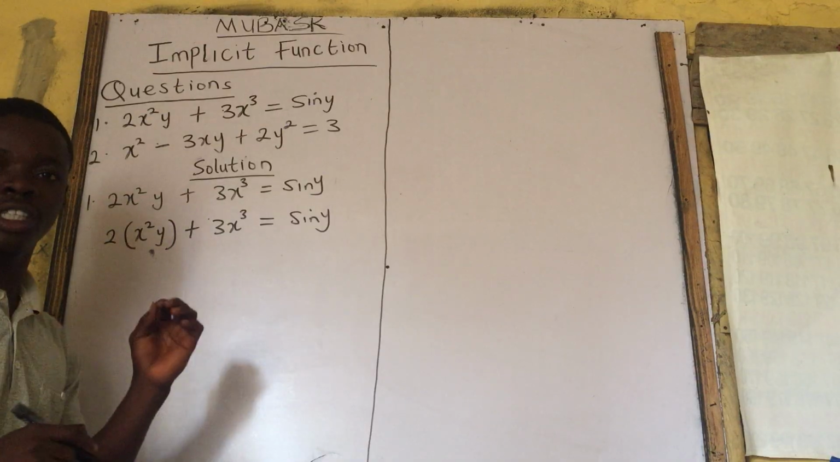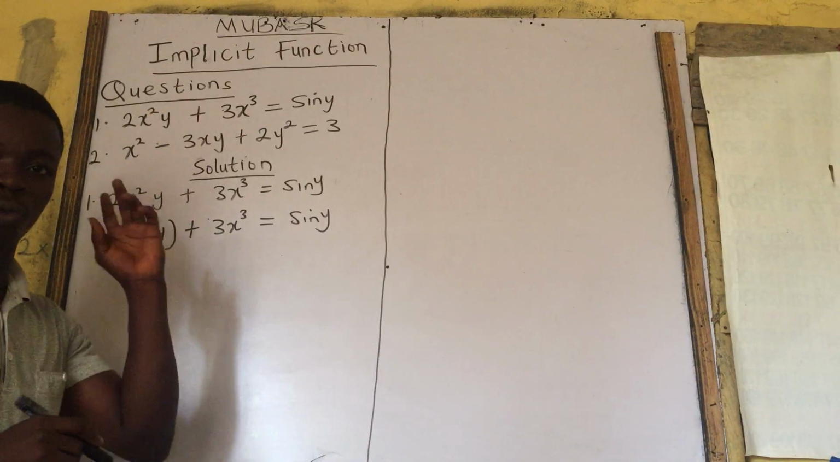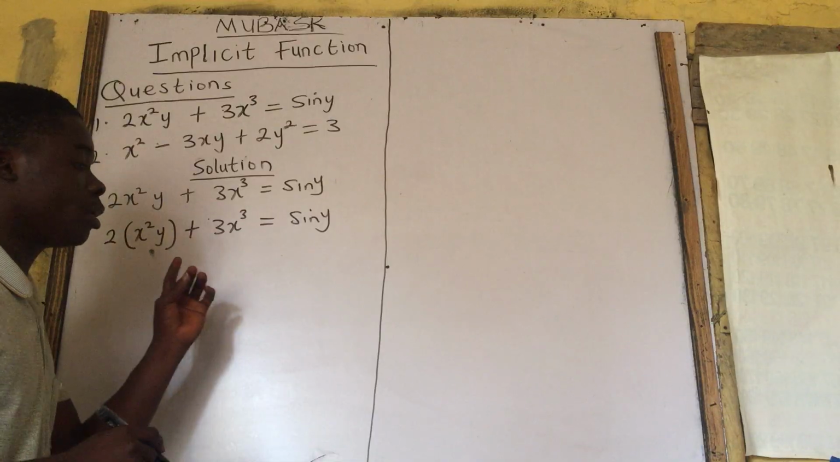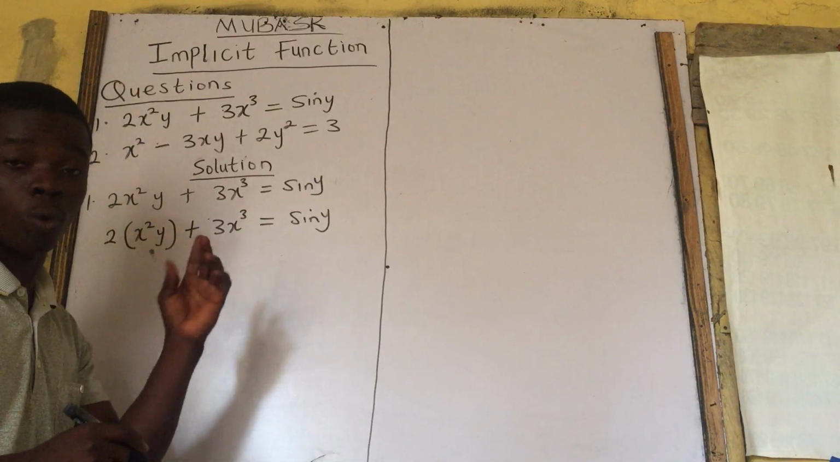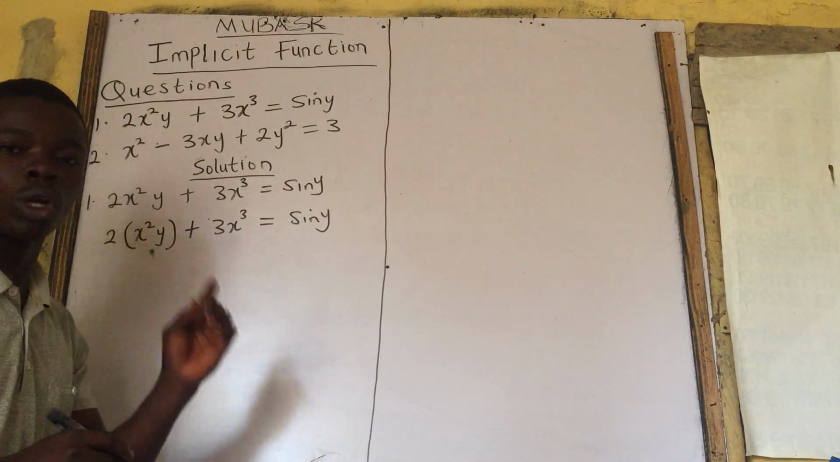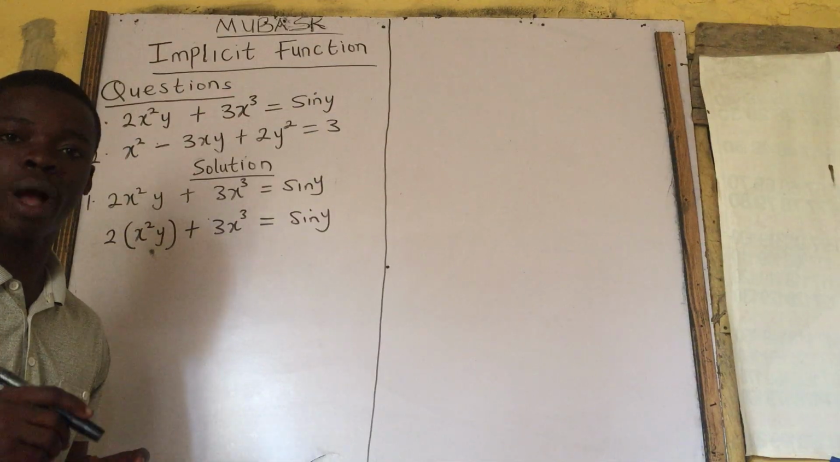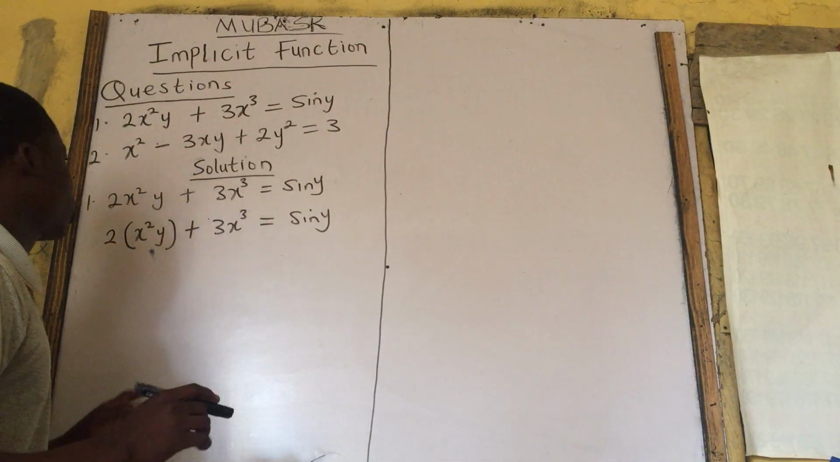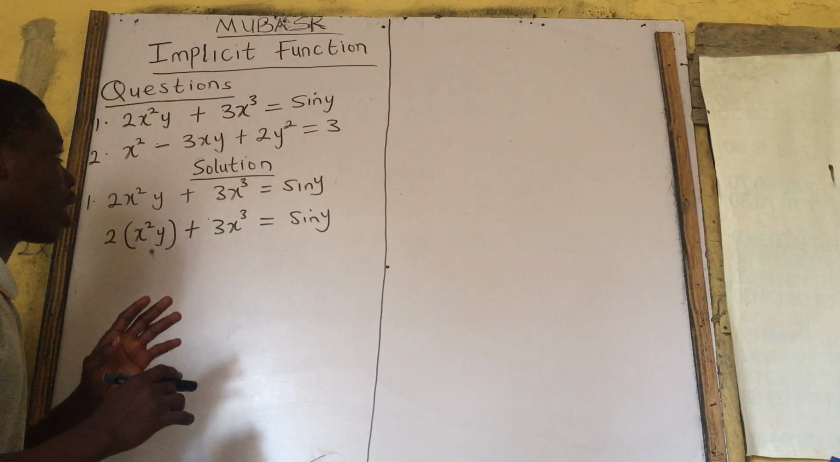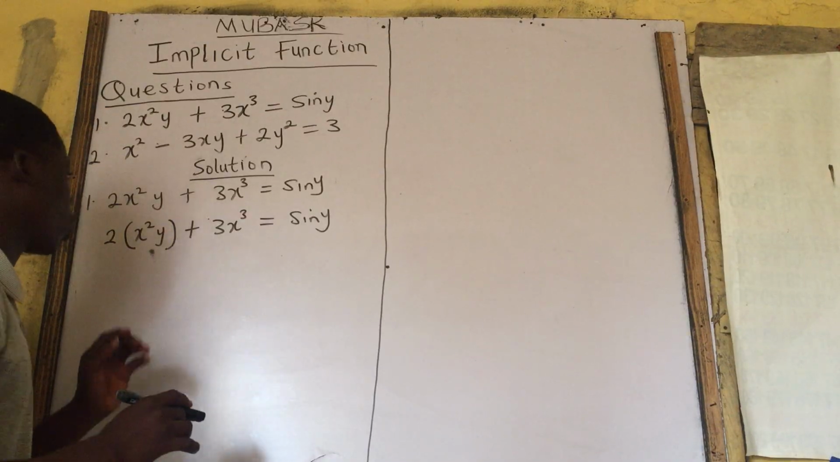if you want to differentiate a variable of y, or if you want to find the derivative of y, we will have to multiply it with dy over dx. So that is the difference between other functions and implicit function.